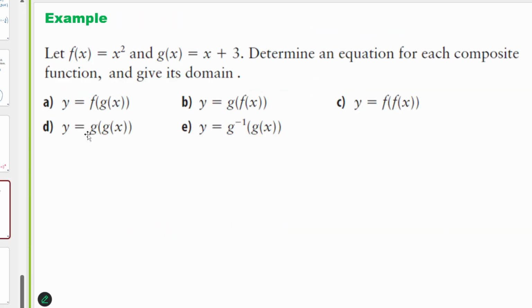Okay. So let's try to solve this example here. Suppose I give you two functions, f(x) equals x squared, g(x) equals x plus 3. Can you determine an equation for each composite function and give its domain? I'll give you some time to complete this and let me know if you finish, okay?